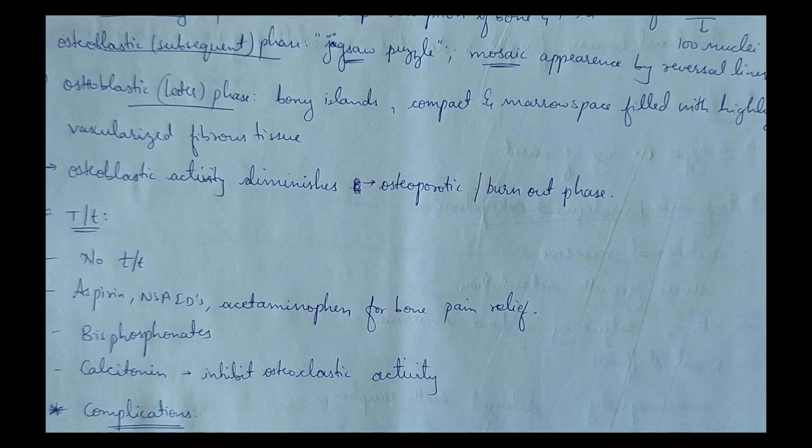Regarding treatment, there's no specific treatment required in asymptomatic cases. We can give aspirin, NSAIDs, that is non-steroidal anti-inflammatory drugs, and acetaminophen for bone pain relief. Bisphosphonates can also be given, and calcitonin is given to inhibit the osteoclastic activity.